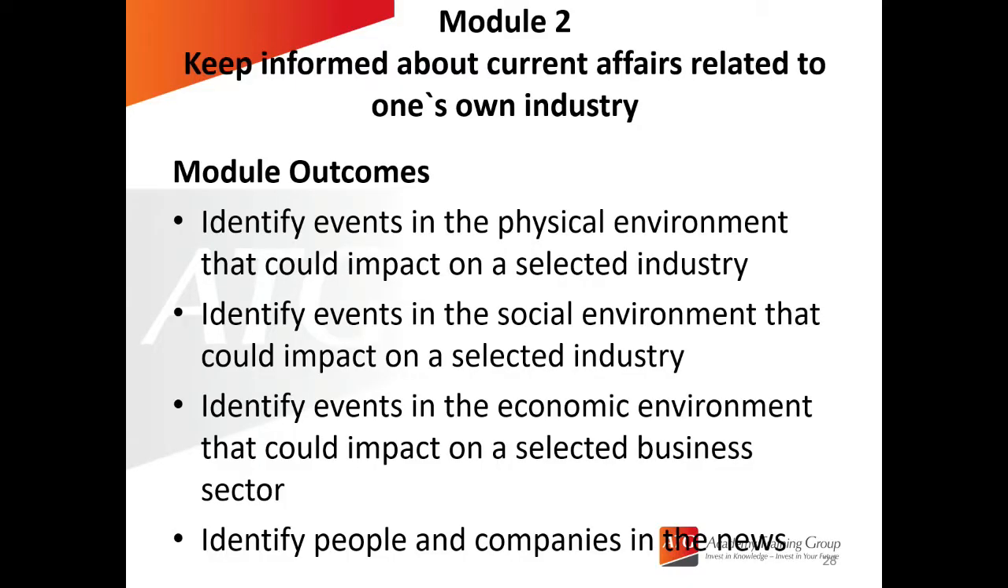Today we're going to be looking at the second module, which is keeping informed about the current affairs related to one's own industry. Here are the module outcomes for this module. Firstly, to identify any events in the physical environment that could impact on a selected industry. Identify events in the social environment that could impact on a selected industry. Also, identify events in the economic environment that could impact on a selected business sector. And then identify people and companies in the news.